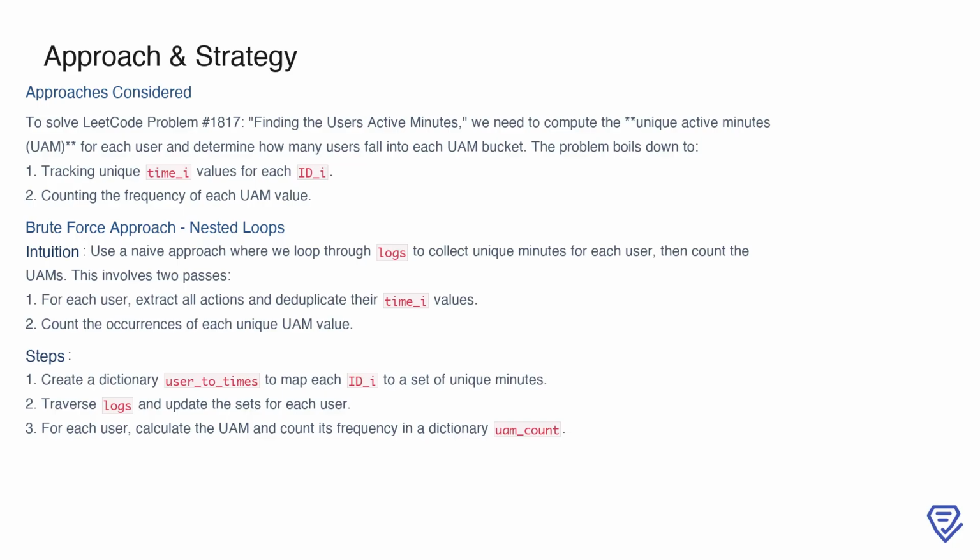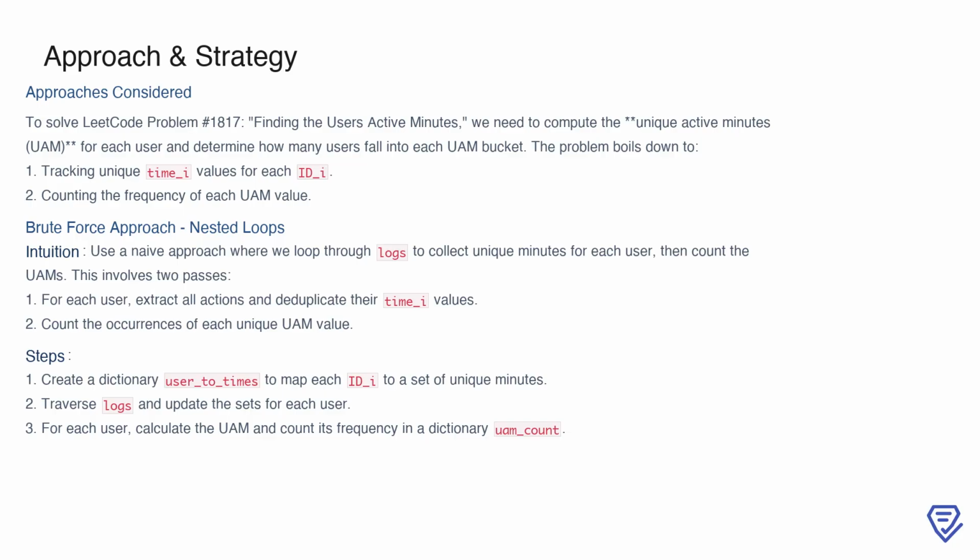Second, we need to count how many users fall into each UAM bucket based on their unique minute counts. Now, one obvious way to tackle this is by using a brute force approach, which involves using nested loops. The idea here is simple. For each user, we would collect all their active minutes, remove duplicates, and then count how many unique minutes they have. To implement this, we can create a dictionary that maps each user ID to a set of their unique active minutes. We then traverse through the logs to populate this dictionary.